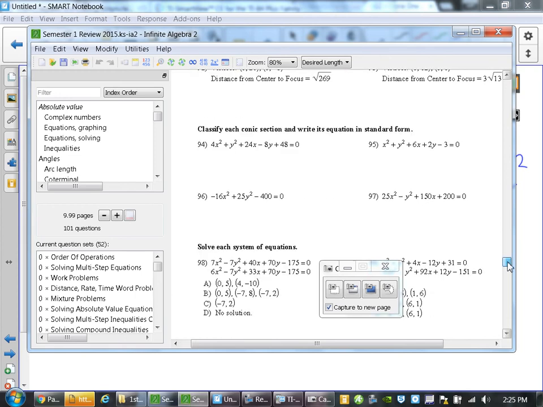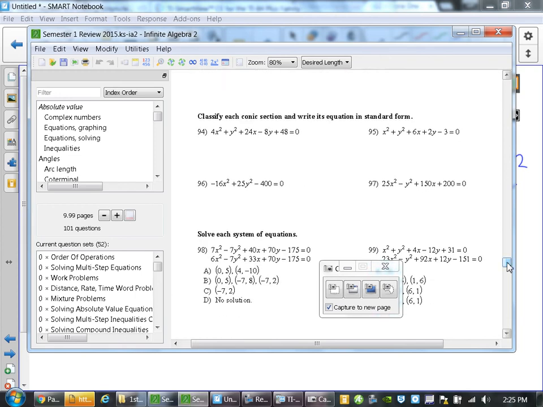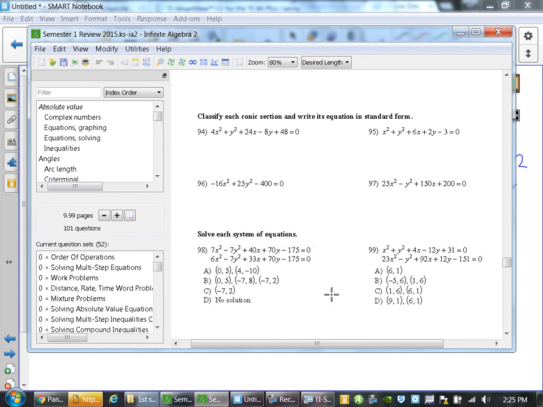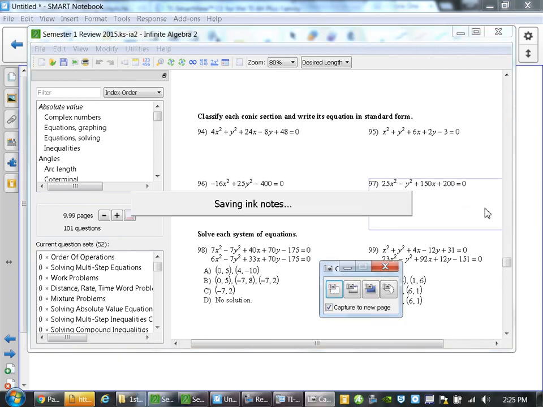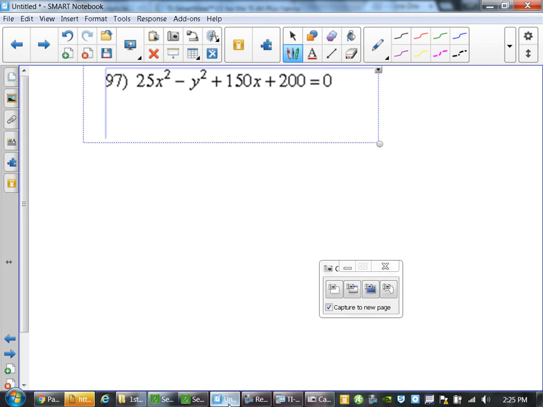Classifying conics is actually a little bit easier than that. I think we did these, didn't we? All right, well, let's do 97 real quick. If I need to figure out what kind of conic this is, I need to get it into a standard form.